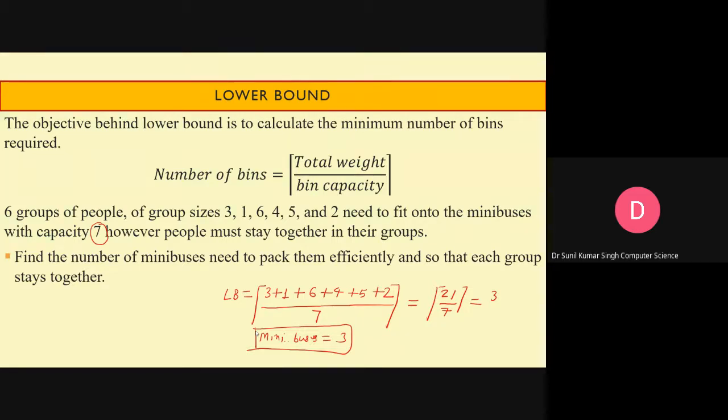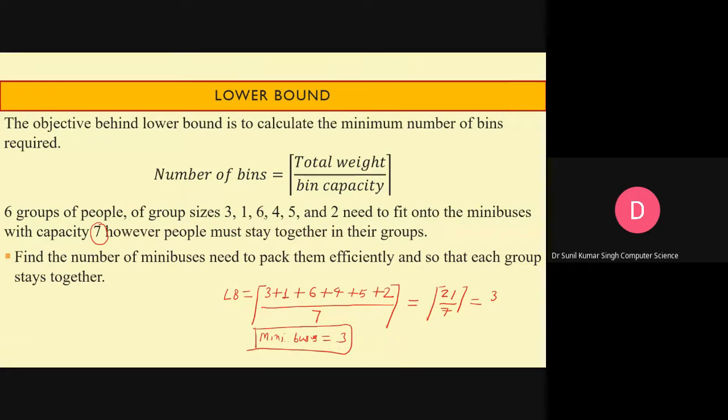So here, look at the last line: find the number of mini buses needed to pack them efficiently so that each group stays together. That means if the people belong to a particular group, they are not going to split. अगर इस ग्रुप में 3 लोग हैं, तो जब ये किसी बस में बैठेंगे तो तीनों एक साथ ही जाएंगे उसी बस में, दूसरी बस में कोई निकल के नहीं जाएगा.